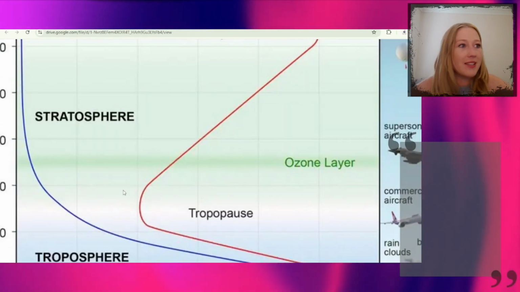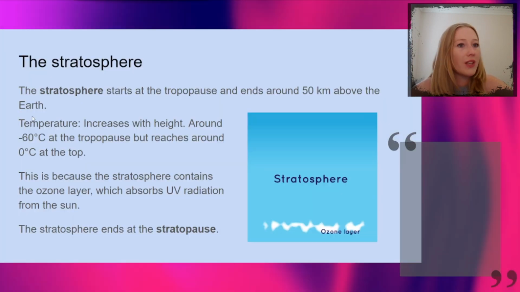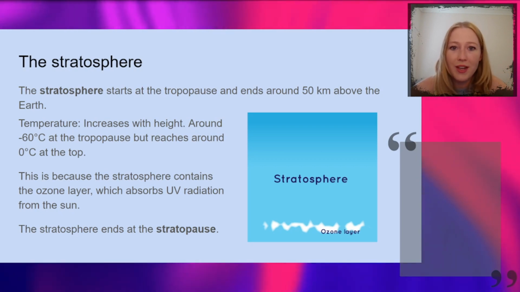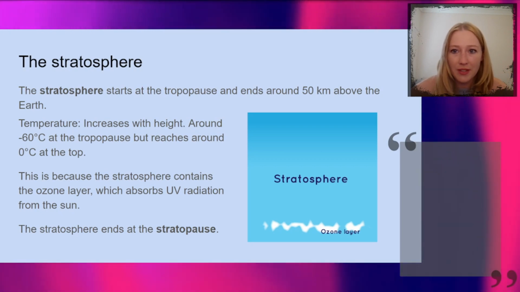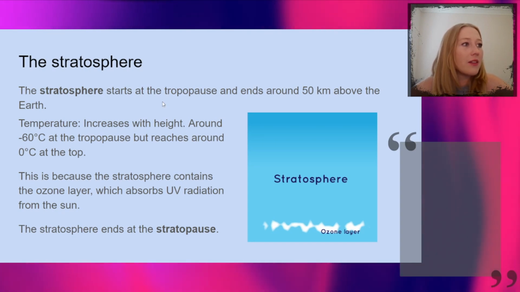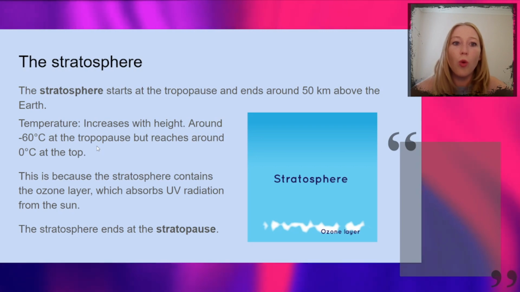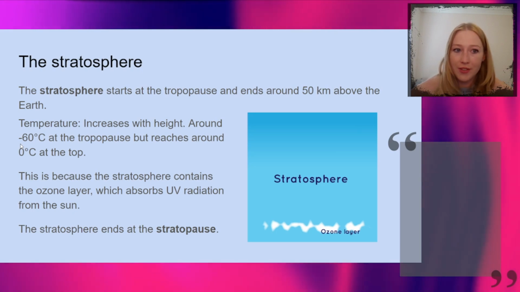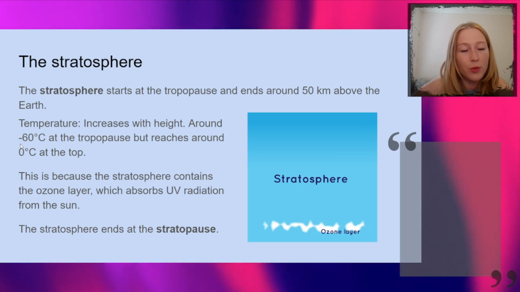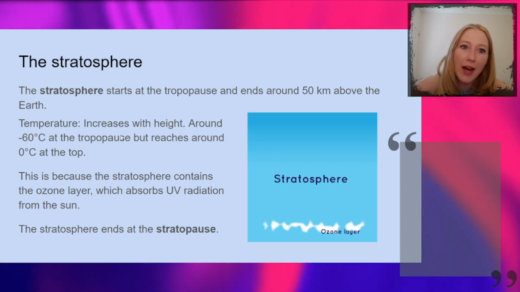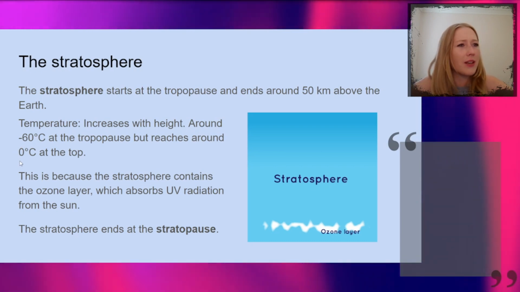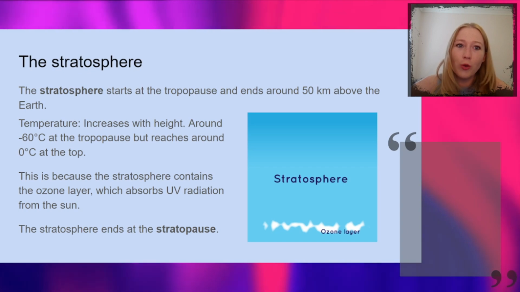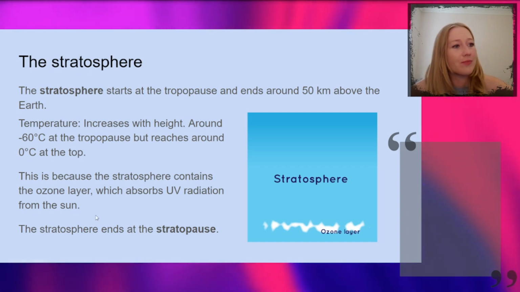And that brings us to the next layer, that is the stratosphere. So the stratosphere starts at the tropopause, and it ends at about 50 kilometers above the ground. In this case, it actually gets warmer as it increases in altitude. So it starts at a very, very cold negative 60 degrees Celsius. That's where the tropopause was. And it warms up to a brisk 0 degrees Celsius. So still very cold, but it's getting warmer as it increases.